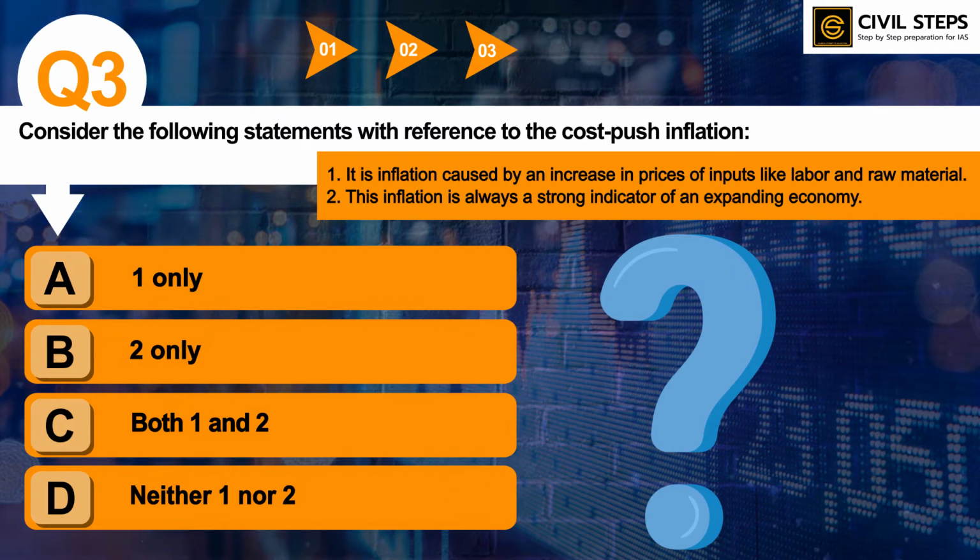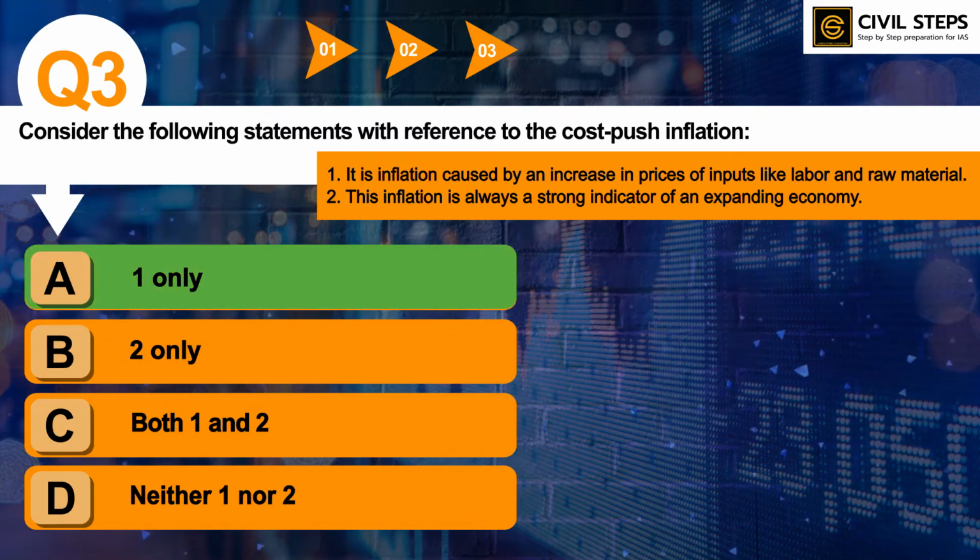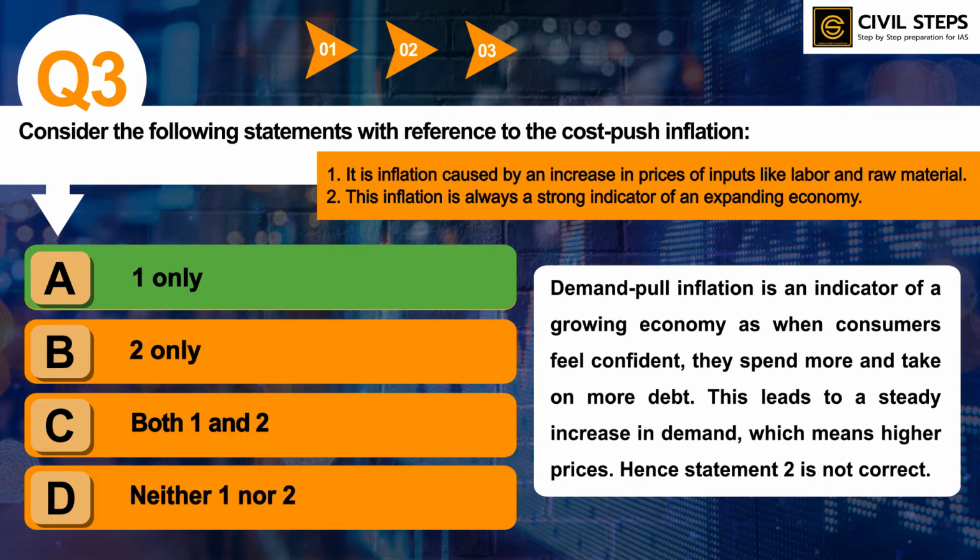The correct answer of this question is option A, one only. So, demand pull inflation is an indicator of a growing economy, as when consumers feel confident, they spend more and take on more debt. This leads to a steady increase in demand, which means higher prices. Hence, statement number second is not correct.